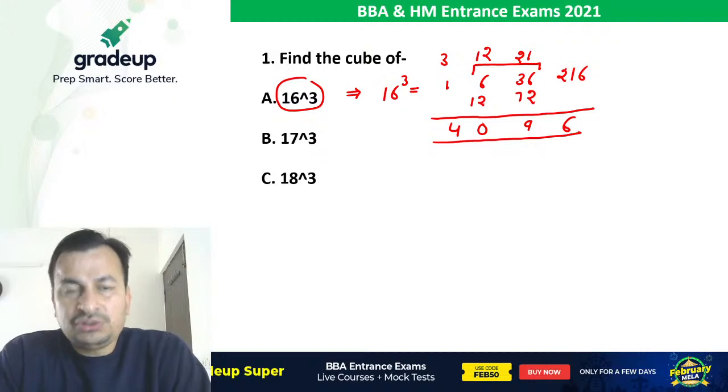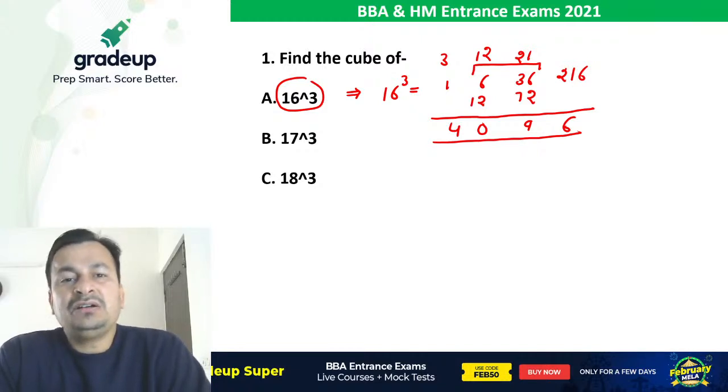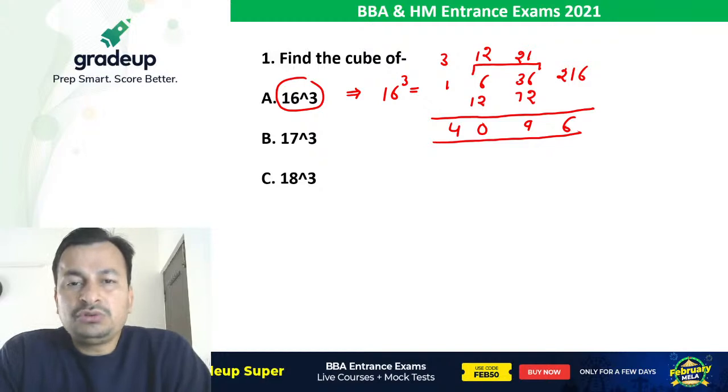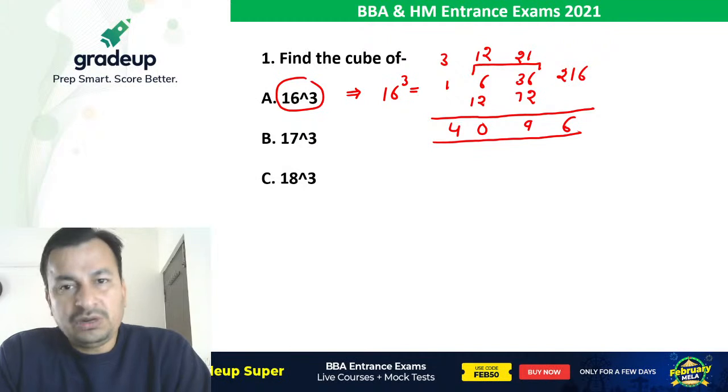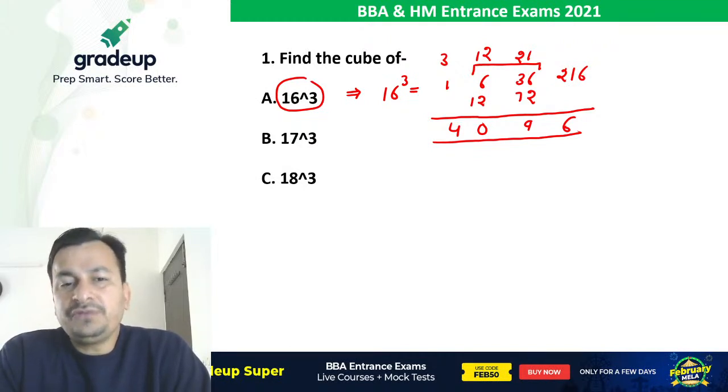So in question number 1 we have to calculate the cube of 16, 17 and 18, and all these three numbers belong to the category 1, that is the number that starts with 1. So I hope other two parts will be clear to all of you. ठीक है, can we move on to the next question now?